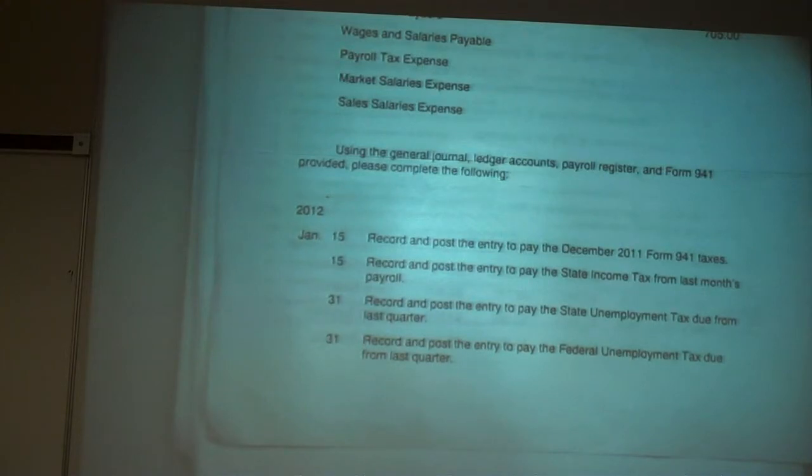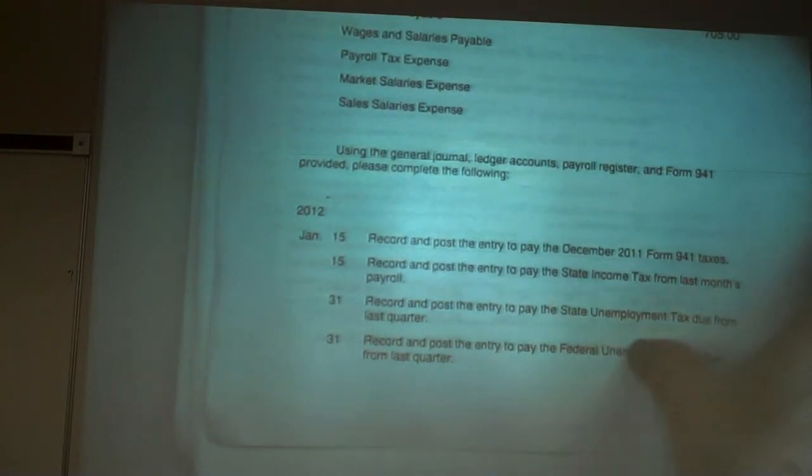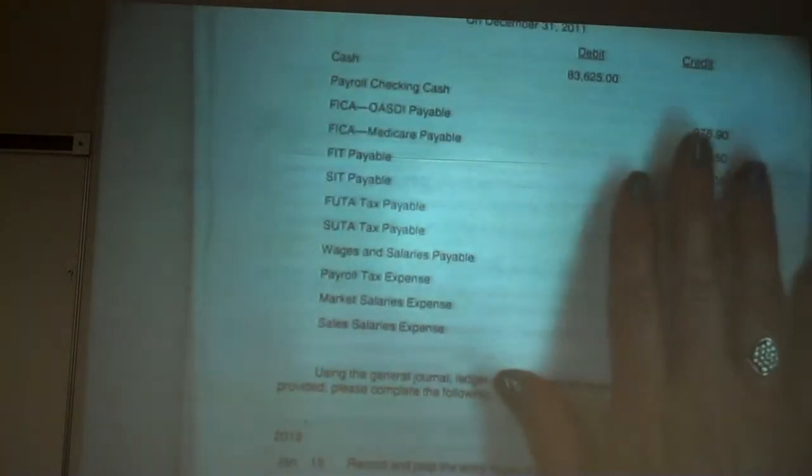You can get it from two places: either the actual ledger accounts or that partial listing of the ledger accounts right here. What are we paying on the 941? What did we pay? The federal taxes, which include FICA, OASDI, FICA Medicare, and the FIT. All right?